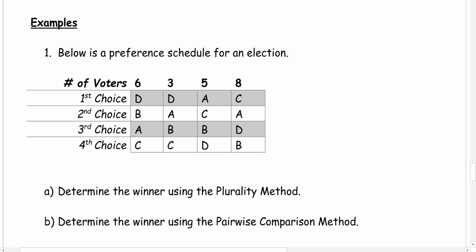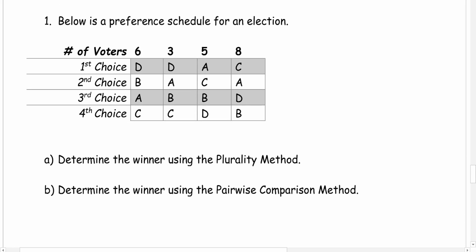Now we're going to take a look at three examples that are going to bring out each of these criteria. So here we have a preference schedule, and we want to determine the winner using the plurality method. So with the plurality method, remember it's the number of first place votes that a candidate has. D has 9 first place votes, and A has 5, and C has 8. And so candidate D wins using the plurality method.